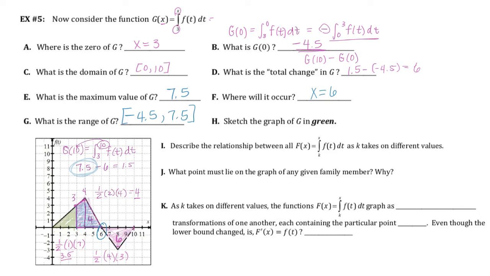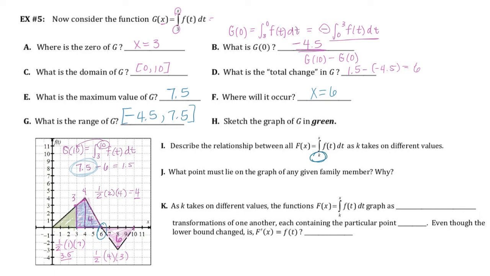Okay, and then now let's look. We don't want to sketch here. We don't have to talk about sketching that in green. So let's see what else they have for us. Okay, so describe the relationship when K takes on different values. When K takes on different values, we have a different transformation going on.